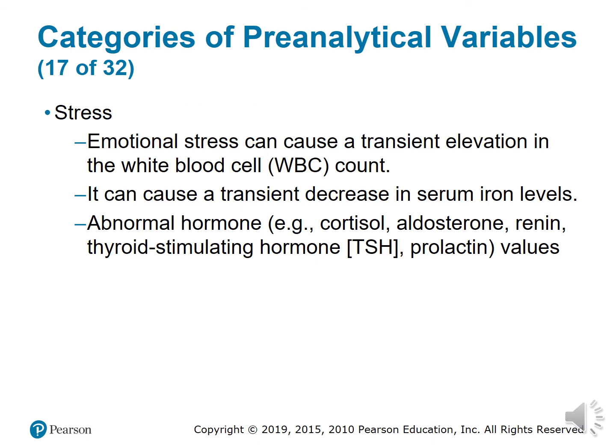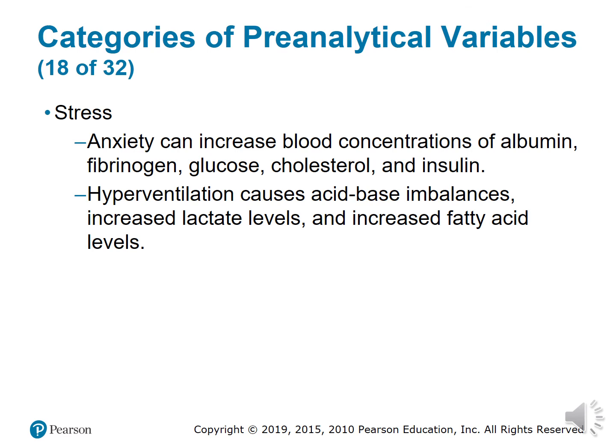Categories of preanalytical variables. Stress. Emotional stress can cause a transient elevation in the white blood cell or WBC count. It can cause a transient decrease in serum iron levels and abnormal hormone values. These are the different hormones that can be affected. Anxiety can increase blood concentration of albumin, fibrin, glucose, cholesterol, and insulin. Hyperventilation causes acid-base imbalance, increased lactate levels, and increased fatty acids.